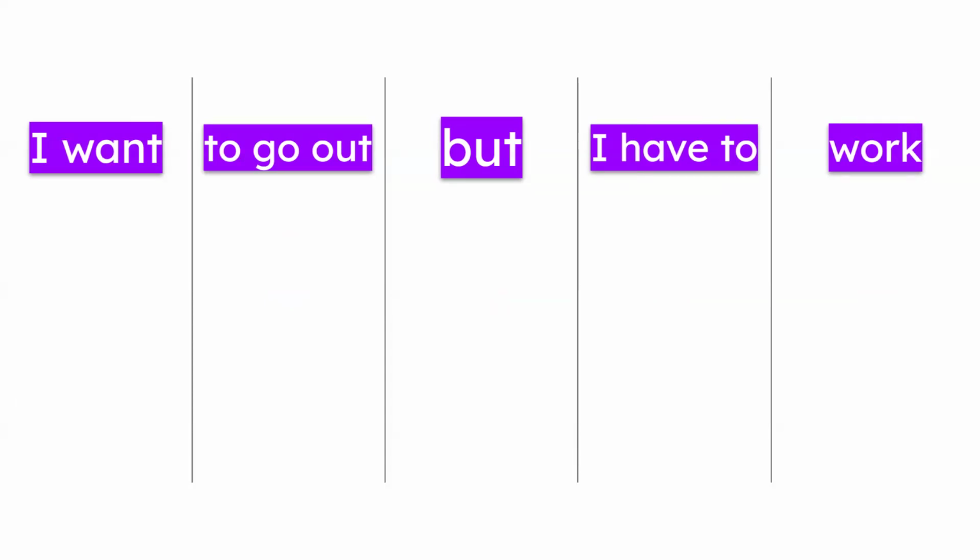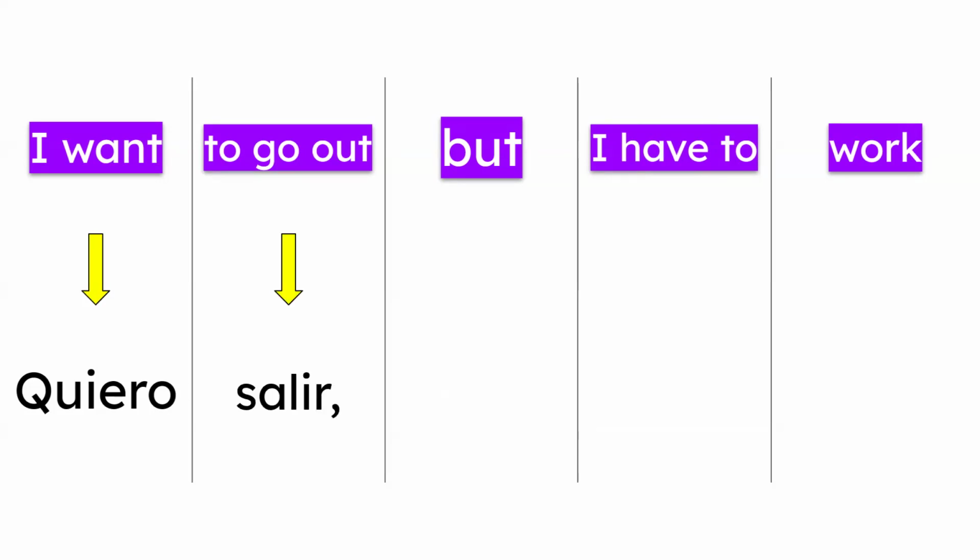Okay, I want. How do we say I want? Easy, right? Quiero. Quiero to go out. I'm sure you know how to say to go in Spanish, and that's ir. Ir, I want to go. Quiero ir. But to go out makes a different verb. To go out is salir. Quiero salir. I want to go out tonight. Quiero salir esta noche. Quiero salir.